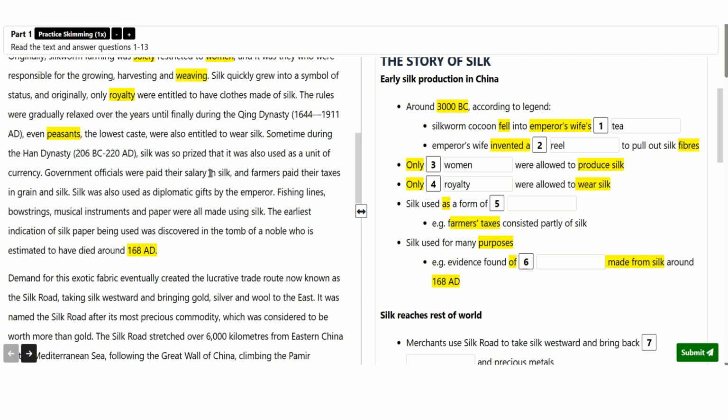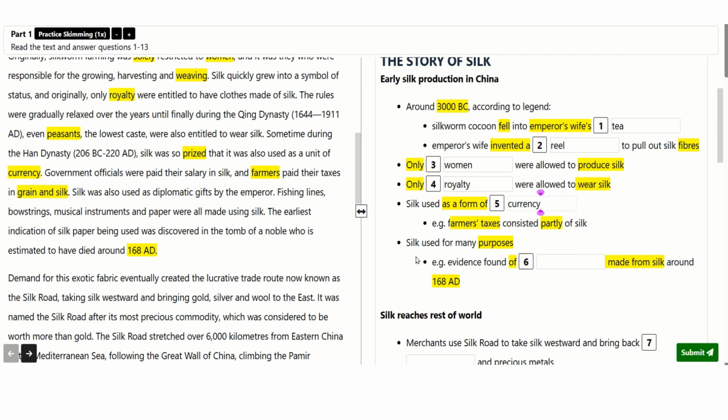Officials were paid their salary in silk. Okay, farmers paid their taxes in grain and silk. That means partly of silk. So if we see, silk was so prized that it was also used as a unit of currency. Unit of currency here, a form of currency. And if we see the example, we got that farmers example. And partly means grain and silk, that means partly. So the answer is currency. Okay, sorry for the typo.